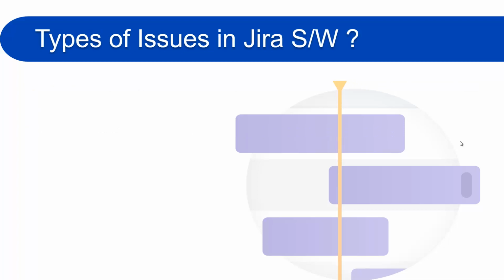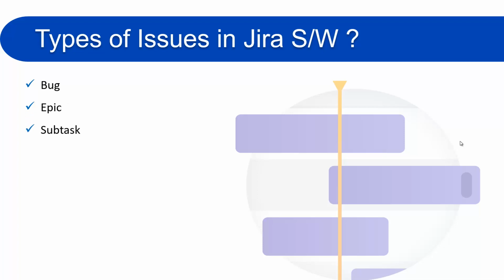So let's see what types of issues are available in Jira software. The following issue types are available in Jira software. The first one is bug. What is a bug? A bug is a problem which impairs the functions of a product. The second one is epic. Epics are large bodies of work that can be broken down into smaller tasks, which are called stories, or a big user story that needs to be broken down.